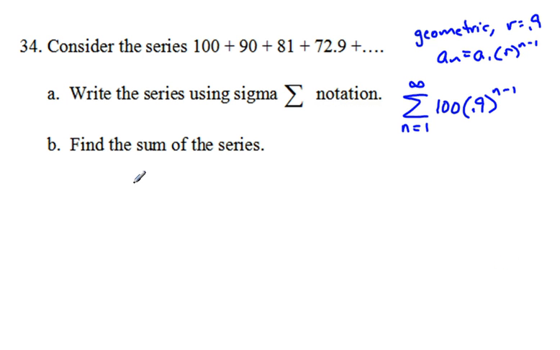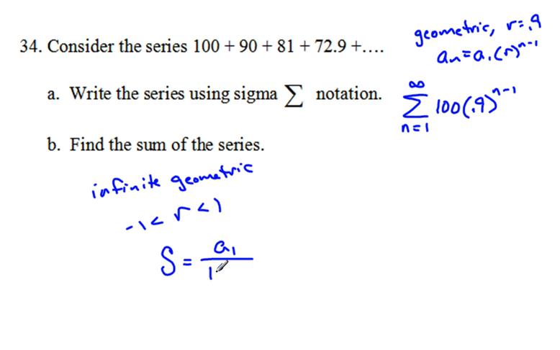In part B, I'm asked to find the sum of the series, and no, we're not asking you to add these terms till infinity, but we do notice it is an infinite geometric. We should also notice that r, thankfully, is between -1 and 1, which means we can use this formula, a sub 1 over 1 minus r. This formula is given to you, you just need to know when to use it. Our first term is 100. We already found r was 0.9. And that gives us 100 over 0.1, which is 1,000.